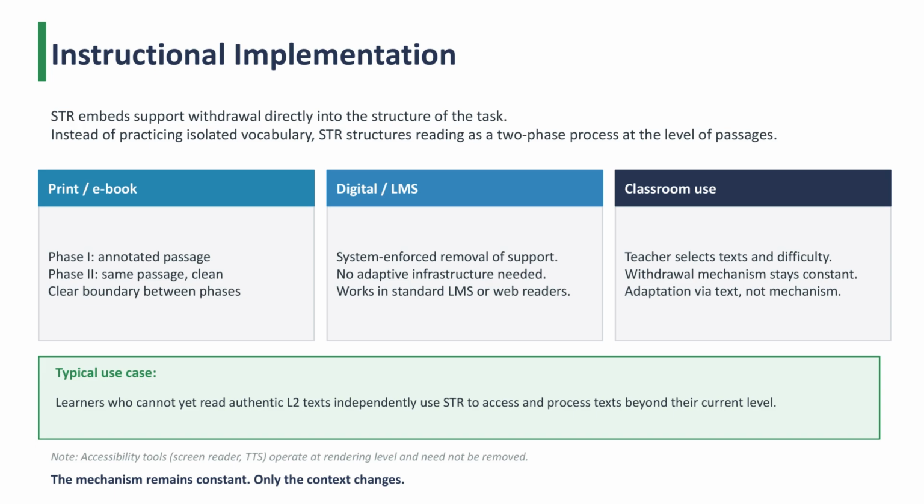STR embeds support withdrawal directly into the structure of the task, rather than leaving it to timing or interpretation. This structure generalizes across contexts. In print or ebooks, learners see an annotated passage, followed by the same passage without support. In digital systems, support removal is enforced at a fixed system boundary. In classroom use, teachers vary texts and difficulty, but the withdrawal mechanism remains constant. The mechanism stays fixed. Only the content changes. This separation allows flexibility in instruction without changing the underlying structure.